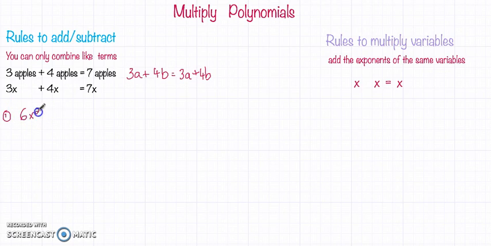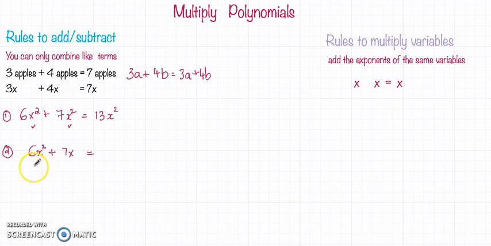6x squared plus 7x squared would be 13x squared, because this is an x squared, that's also an x squared. They're the same terms or like terms. Another question, what if it was 6x squared plus 7x instead of x squared? What if it was just x to the first degree? Now they're not like terms.